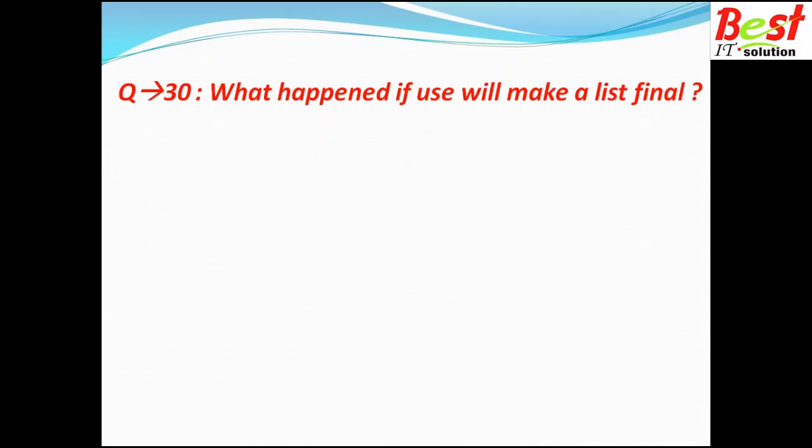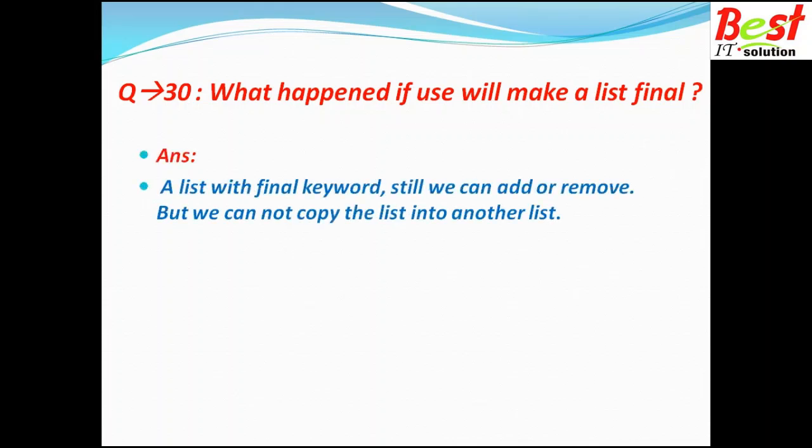Question number 30, the last question in this series. What happens if we make a list final? If we make a list with the final keyword, we can still add or remove elements, but we cannot reassign the list to another list. So in a final list we can add or remove elements, but we cannot assign it to another list.